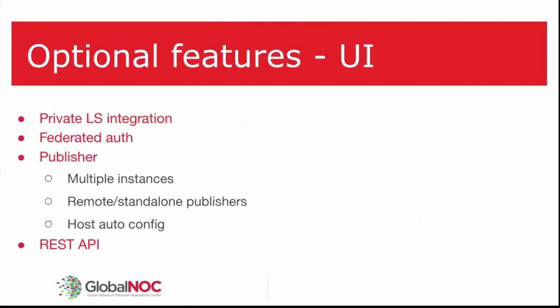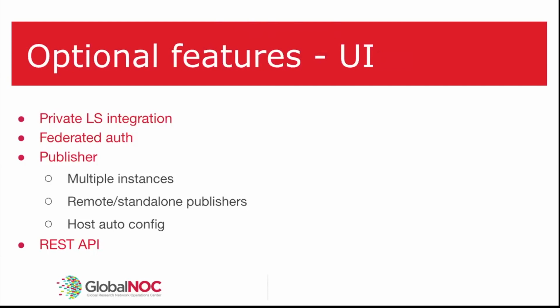So there are some optional features that could be useful for people. One is private LS integration. Basically, one of the daemons that this runs is an LS cache, which by default caches all the data in the global lookup service, and then allows you to query based on that. You can additionally use private lookup services, and so you can have multiple data sources.